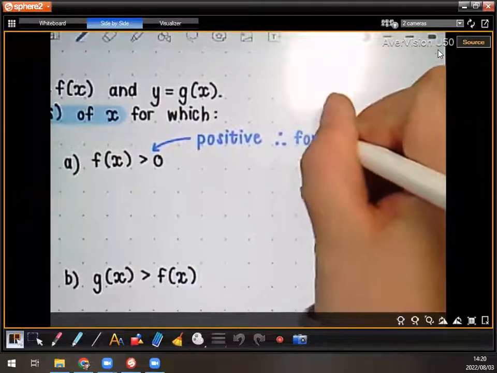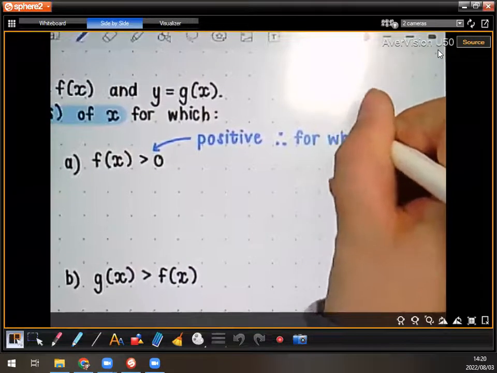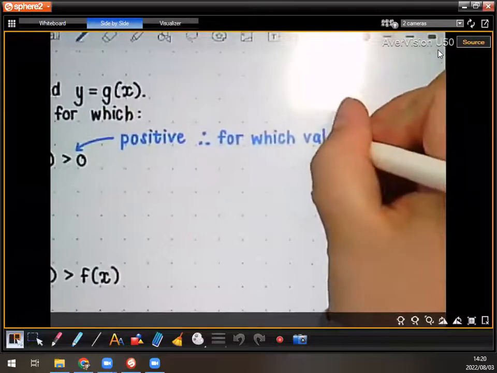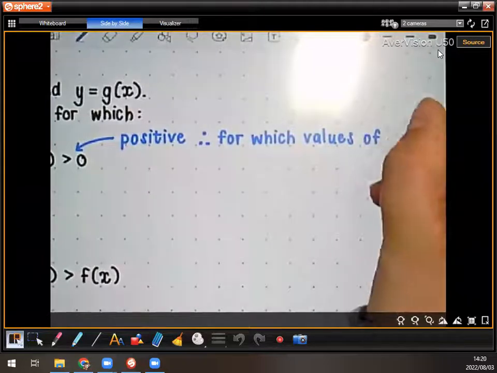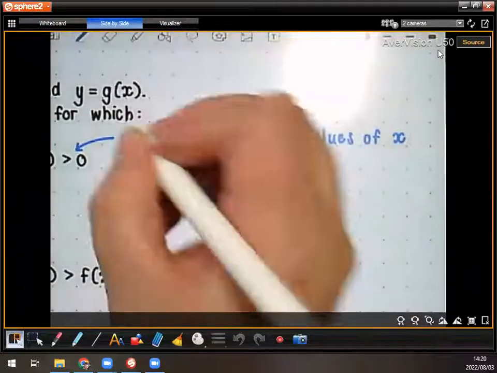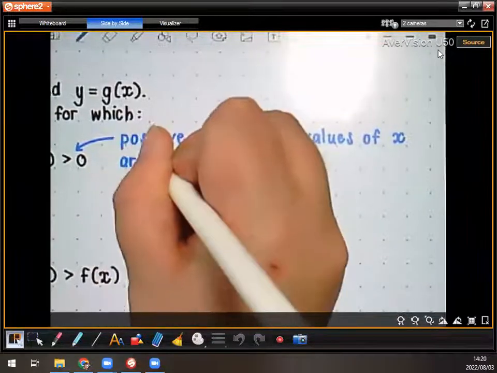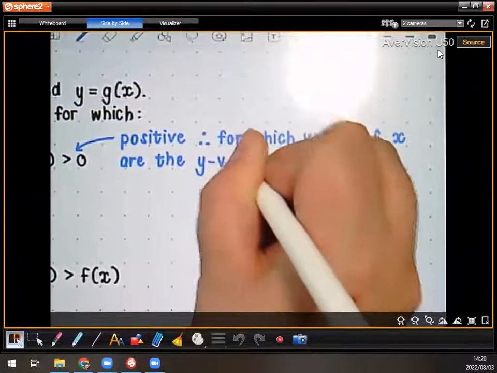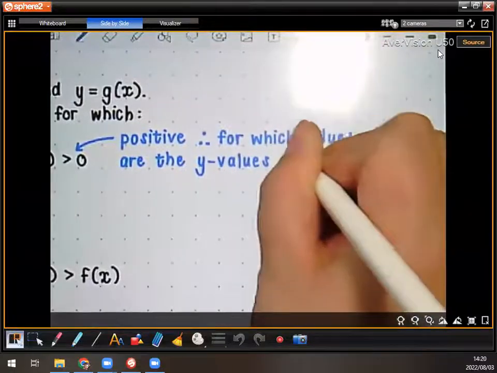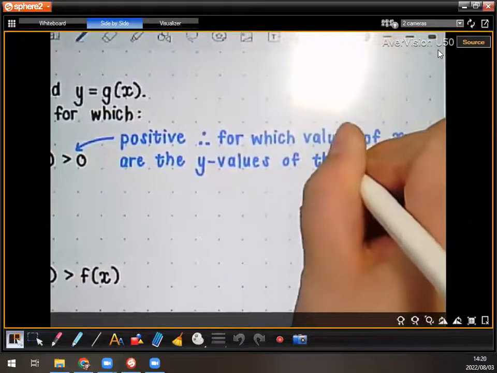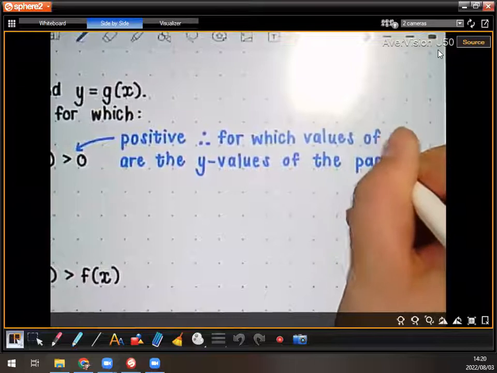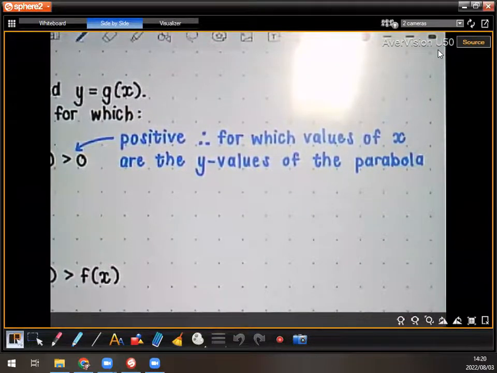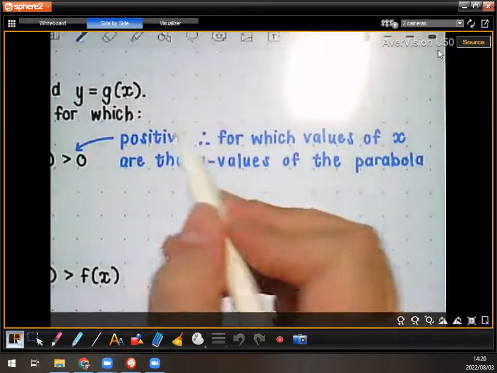for which values of x, of the y values, because we're saying f of x, so the y values of the parabola, and now instead of just saying positive, we know it is positive, right?